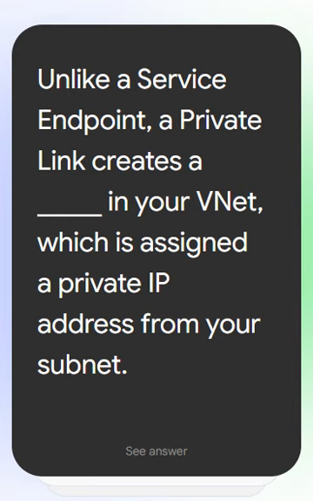Unlike a service endpoint, a private link creates an endpoint in your VNet, which is assigned a private IP address from your subnet. A private link creates a network interface card in your VNet.